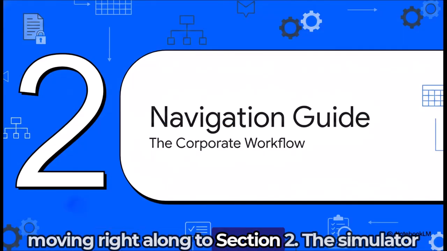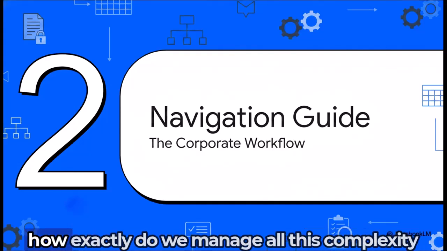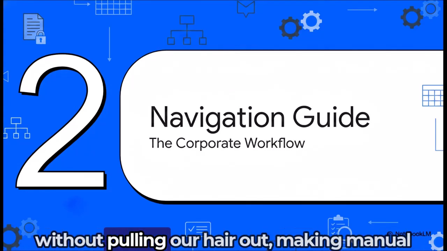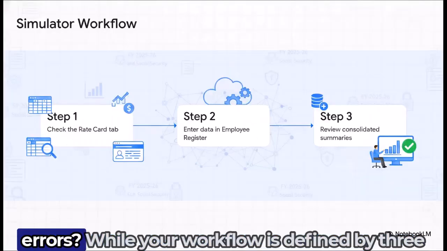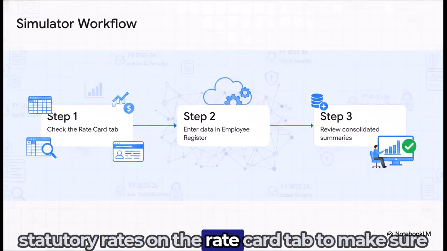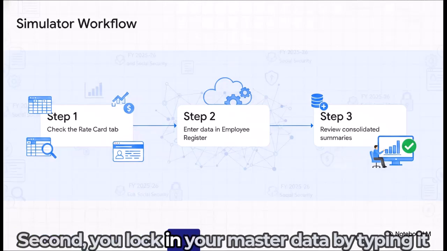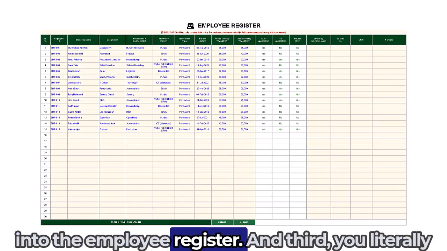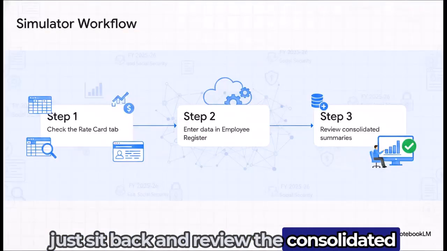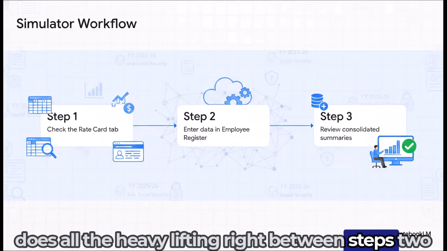Moving right along to Section 2, the Simulator Navigation Guide, your corporate workflow. So how exactly do we manage all this complexity without pulling our hair out making manual errors? Well, your workflow is defined by 3 incredibly simple steps. First up, you just verify the statutory rates on the rate card tab to make sure they match the latest government notifications. Second, you lock in your master data by typing it into the employee register. And third, you literally just sit back and review the consolidated summaries. That's the whole shebang. The system does all the heavy lifting right between steps 2 and 3.